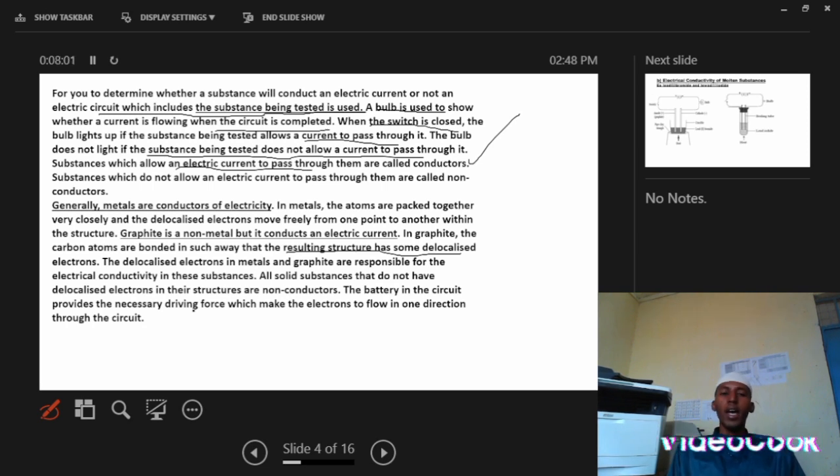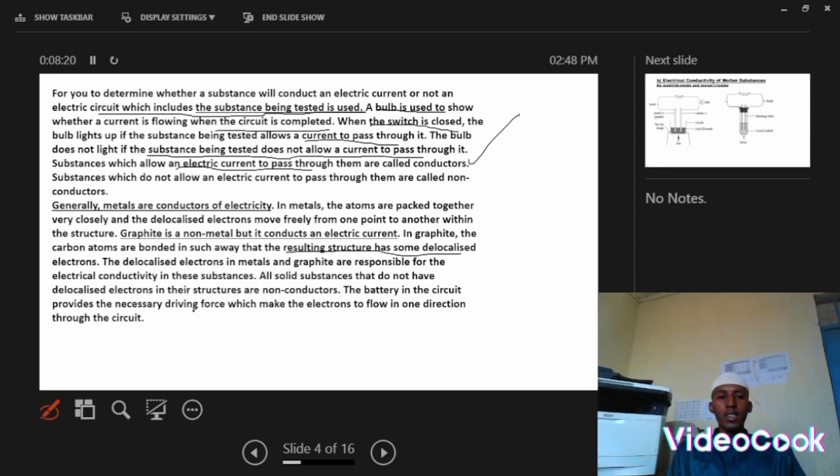In the exam, you can be asked why aluminum is a better conductor of heat and electricity. So you can simply say aluminum has more delocalized electrons than group 1 and 2. That's why aluminum is a better conductor of heat and electricity.